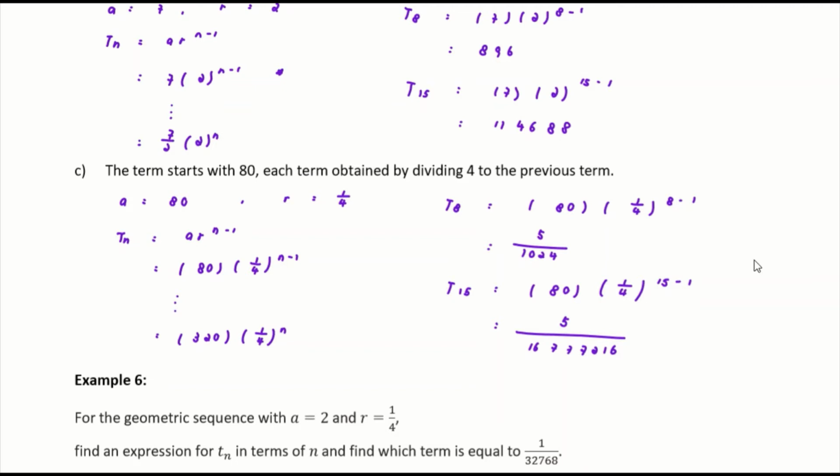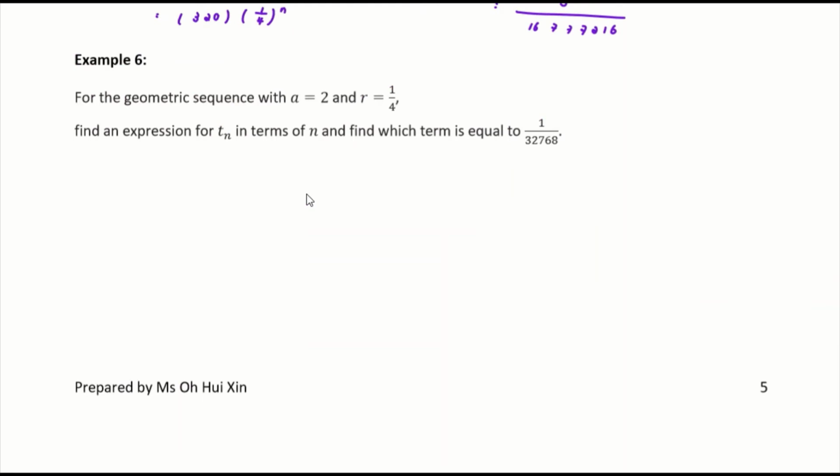Okay, so now example 6. Number 6: for a geometric sequence with a equals 2 and r equals 1 over 4, find the expression for the nth term in terms of n, which means they want the general formula, and find which term is equal to 1 over 32,768. Okay, so now we have a equals 2 and r equals 1 over 4, right?